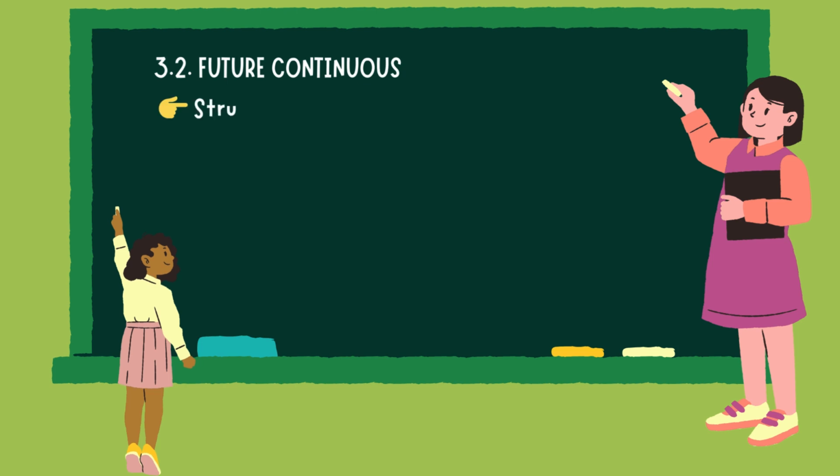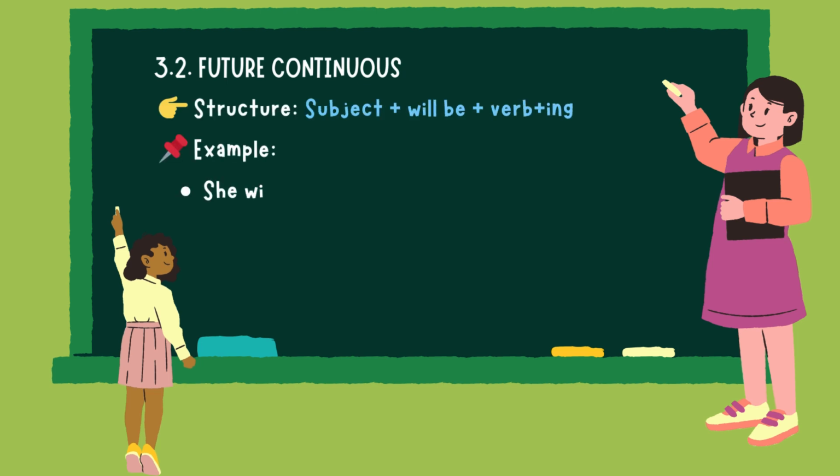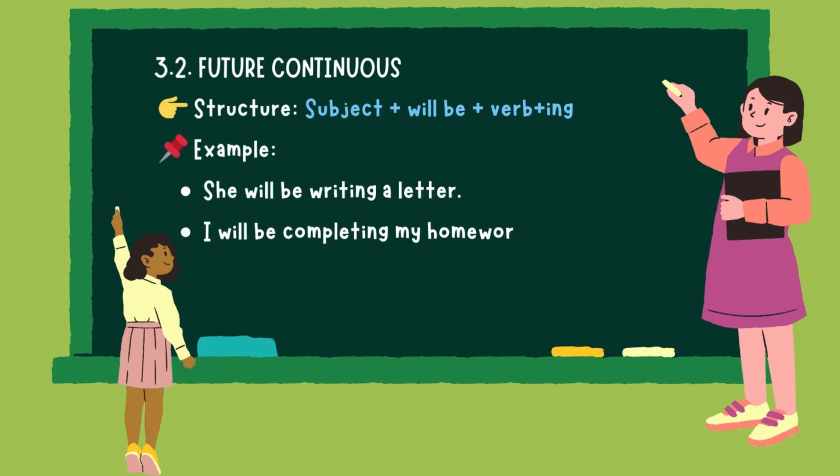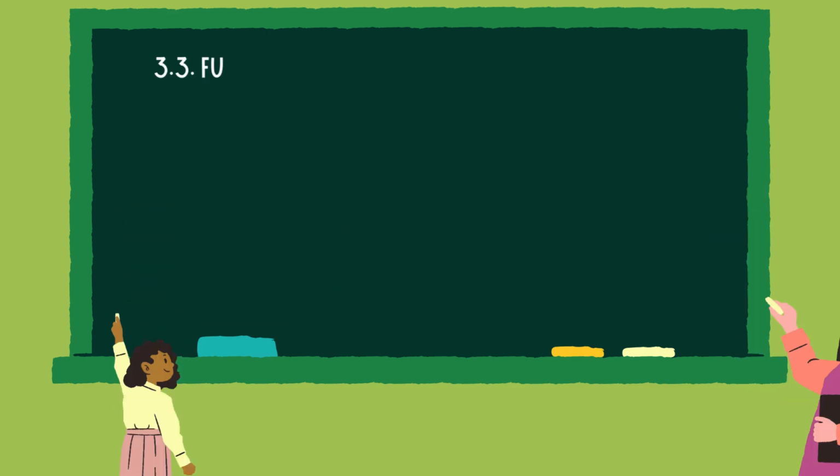3.2, future continuous. Structure: subject plus will be plus verb-ing. She will be writing a letter. I will be completing my homework. It will be raining. He will be driving home.